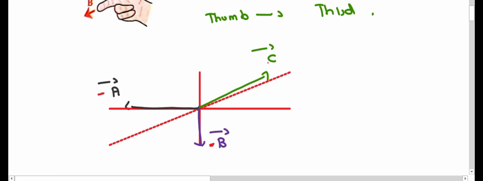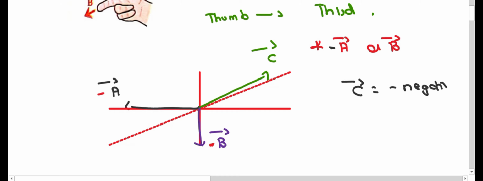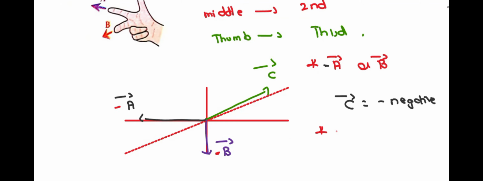Now write it down in your notes: if either of the vectors, A or B, is negative, then your C vector is also negative. And if they both become negative, that is negative A and negative B, then the C vector is also negative from the direction point of view.